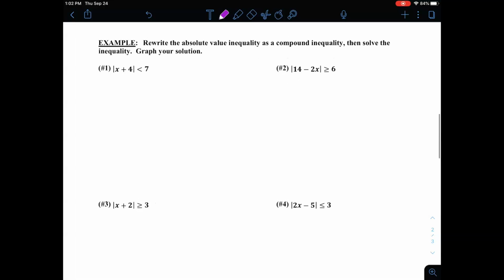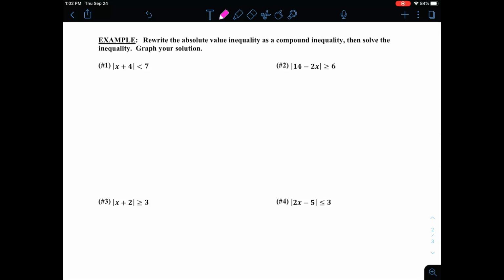All right, we have numbers 1 through 4 now. We are going to both solve these and graph them. So we'll do 1 and 2 together, and you guys will try 3 and 4 on your own, and then we'll go through them afterwards as a class, okay? Rewrite the absolute value inequality as a compound inequality, then solve the inequality and graph your solution.